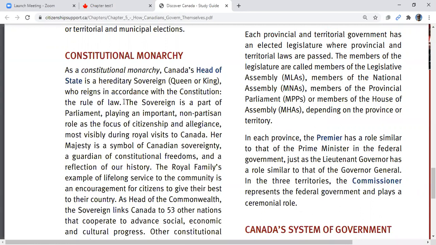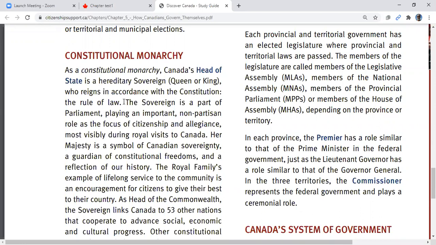She's part of our parliament, part of the way our government works, but she doesn't really do anything. But she is a symbol, and it helps to organize our government. Yeah, so we need the queen because she is part of the way our government is set up. But she doesn't really do anything.